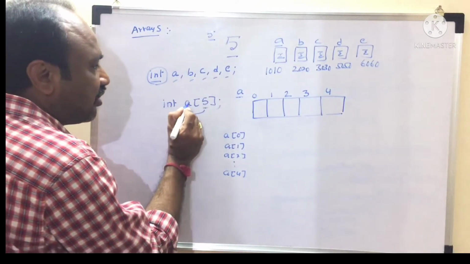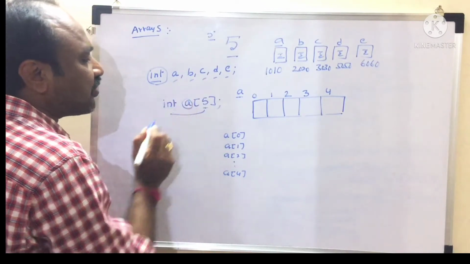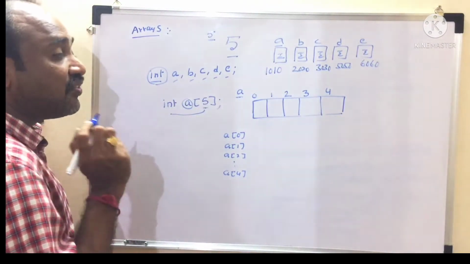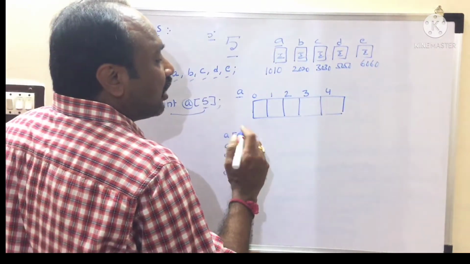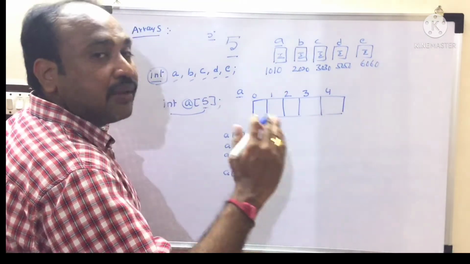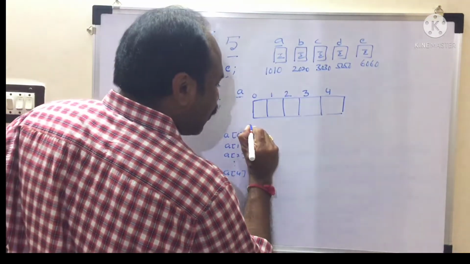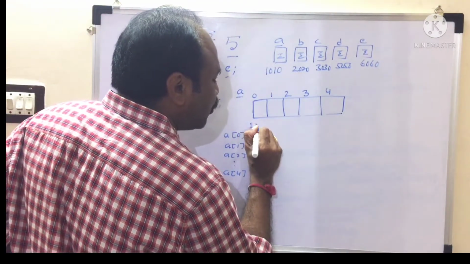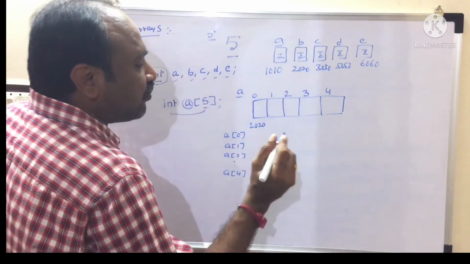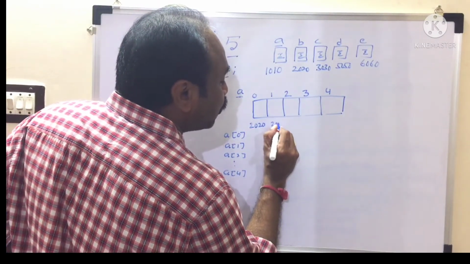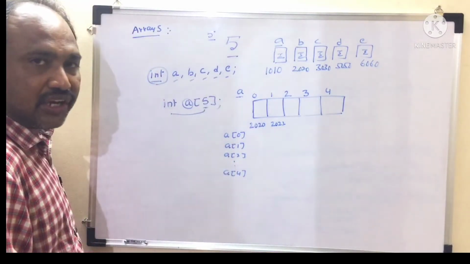First advantage: all the values are stored under a single name. Second advantage: all the values are stored in side by side memory locations, adjacent memory locations. If the first value is stored at 2020, the next value will be stored at 2022. Now you will get one doubt, sir.